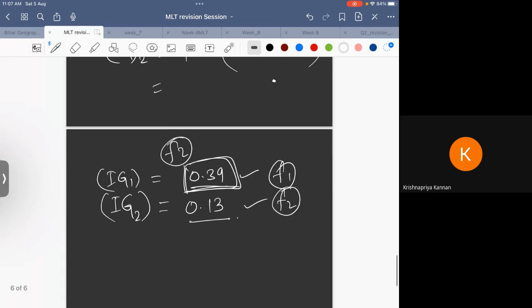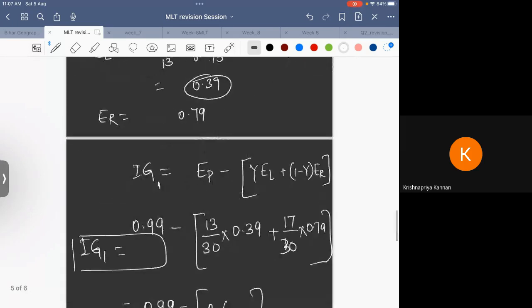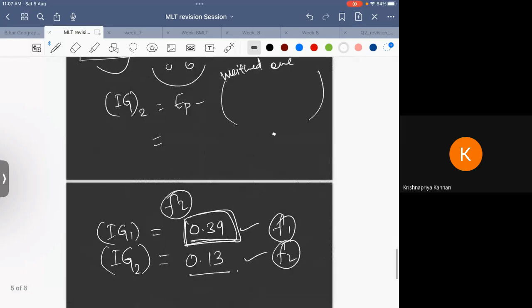Correct? Because see, in the first case you were having some entropy. In the second, you are basically doing EP minus some weighted average of this one. So if this was less, only then were you having more information gain. This entropy is less means the randomness is less. Randomness less means impurity is less, which means purity is more, right? So that's why in the second part when we were splitting, we were getting a more pure data point. So that's why we are going with F1, right? Not with F2. Correct?